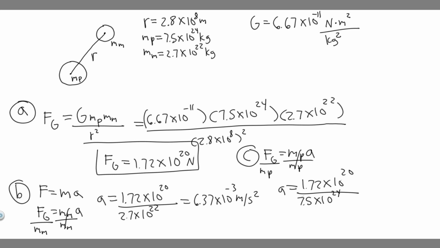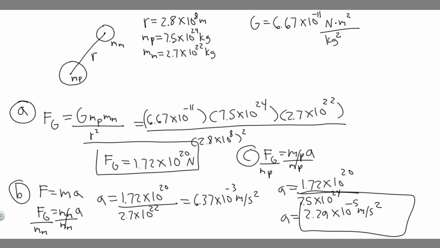So 1.72 times 10 to the 20, and then divide by 7.5 times 10 to the 24, you're going to get that a equals 2.29 times 10 to the minus 5. These are all rounded, and then the units are meters per second squared, because that's what we measure acceleration in. So 2.29 times 10 to the minus 5, that's going to be the acceleration.